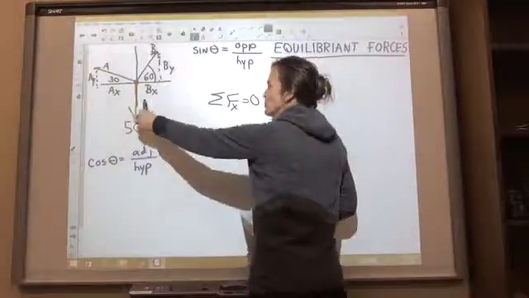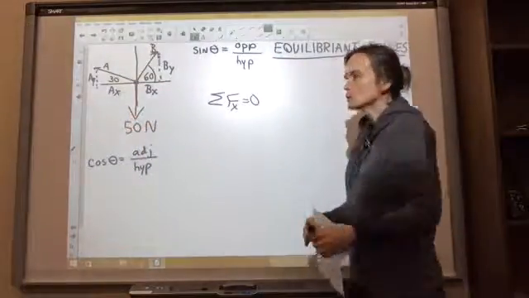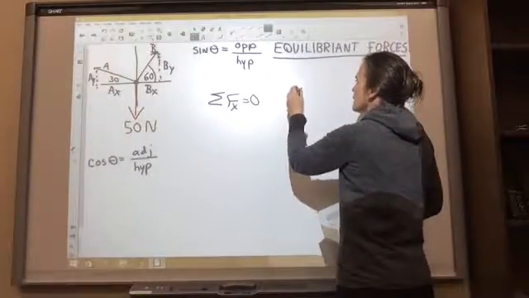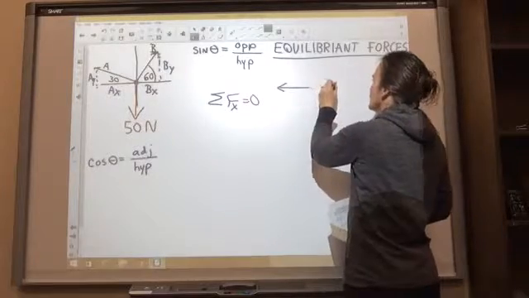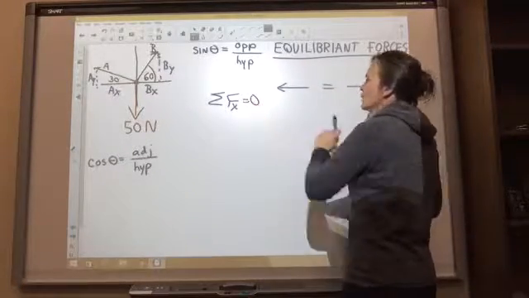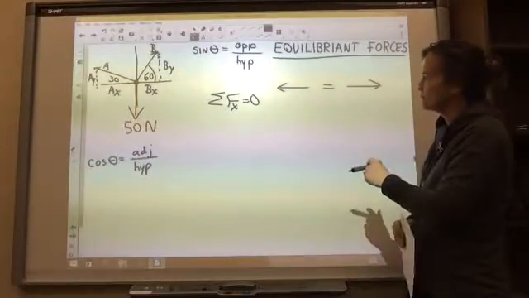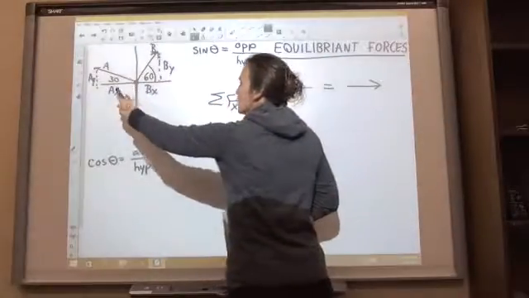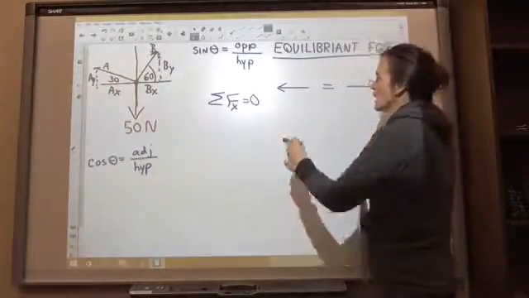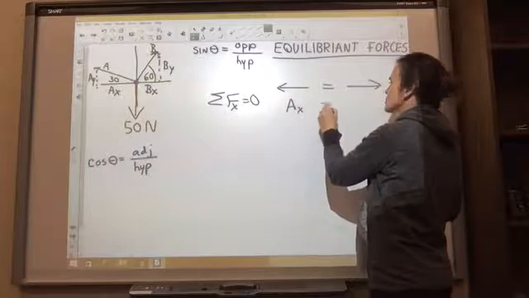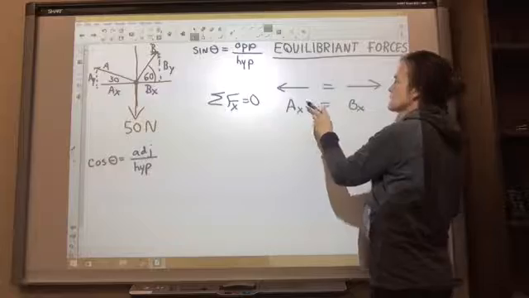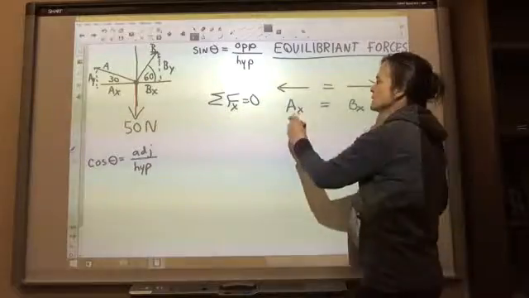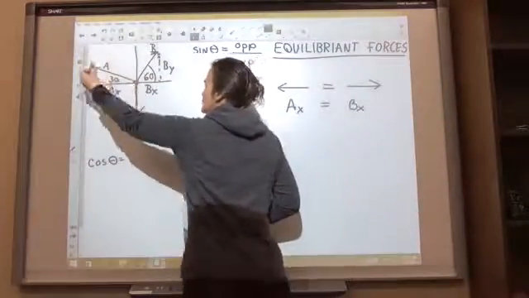You'll see that the 50 Newton weight that's hanging down is only in the y direction, it doesn't have any x component at all. So the forces to the left have to equal the forces to the right in order to hold this object steady. That is to say that this x portion of A, A sub x, should be equal to B sub x. A sub x is pulling to the left, B sub x is pulling to the right, and they have to equal each other.